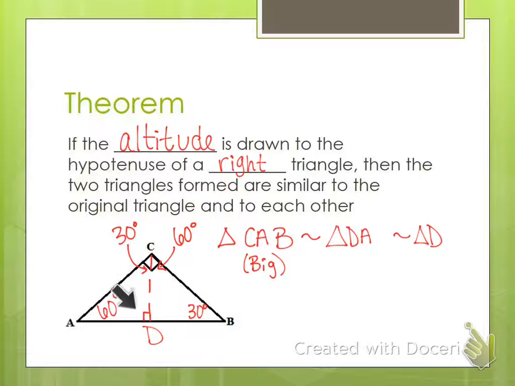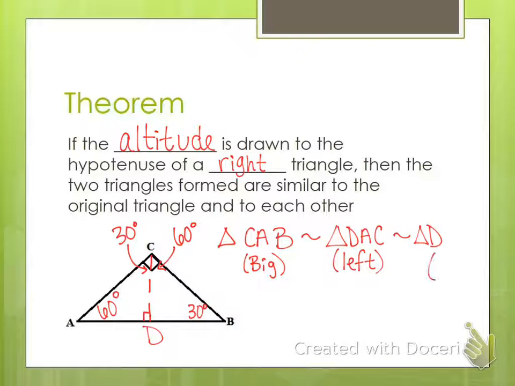Now, in my big one, I ended with B, which was my 30-degree angle. So for my triangle on the left, I should end with C. Notice that the C's don't line up with each other, but that's because the C's have different measures depending on which triangle you're talking about. So that was my left triangle.